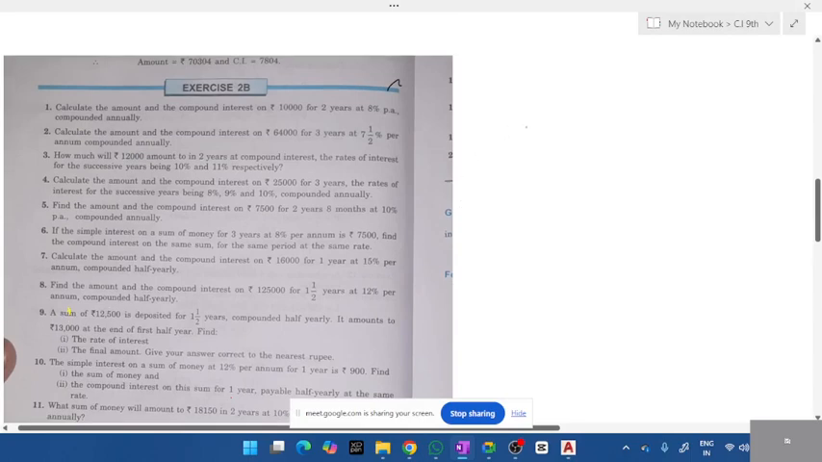Tell me those. No, the same thing I taught, right? For annually and semi-annually, even I taught you that, right?